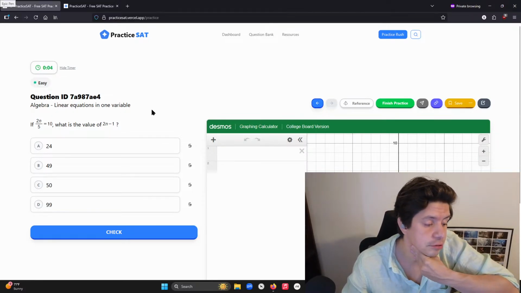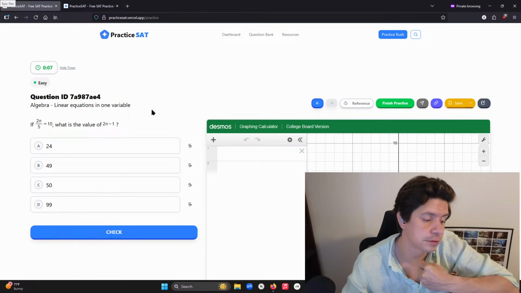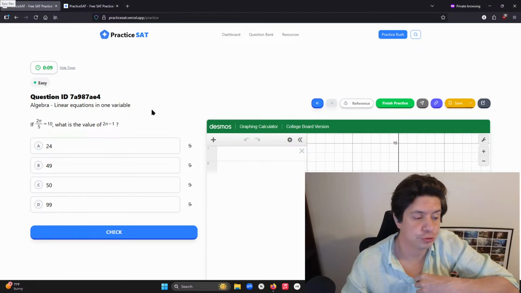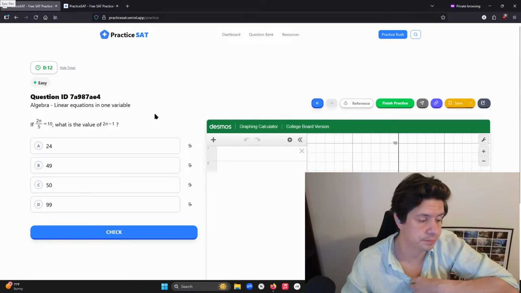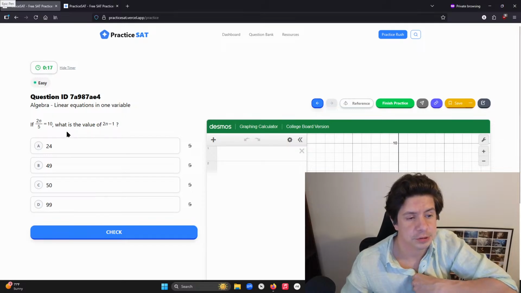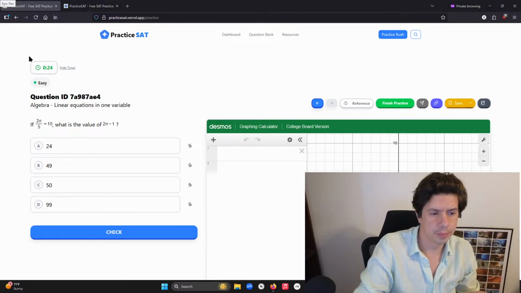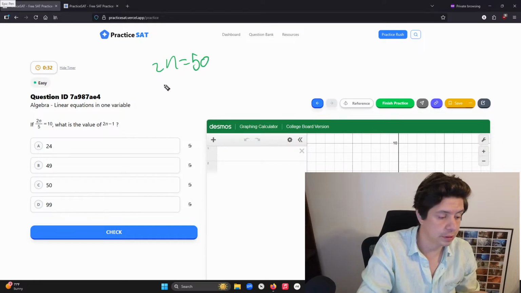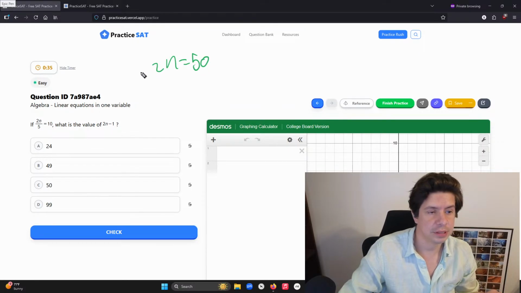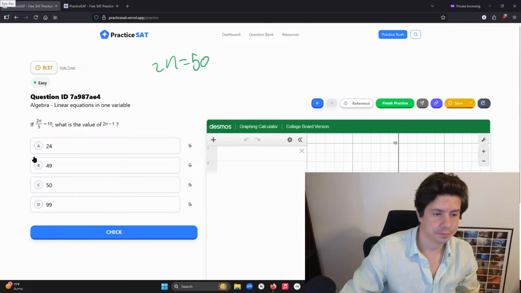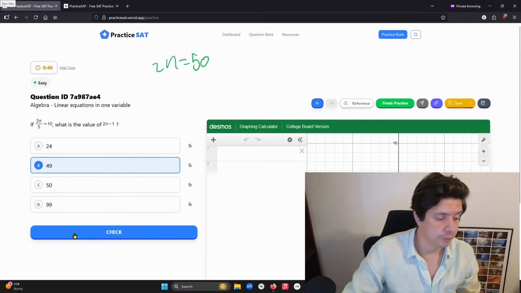And now we have this one here. If 2n over 5 equals 10, what is the value of 2n minus 1? Okay. So what you can do is multiply by 5 and get 2n equals 50. So 2n minus 1 equals 49. Oh, whoops, 49.